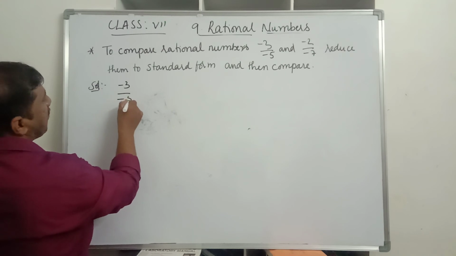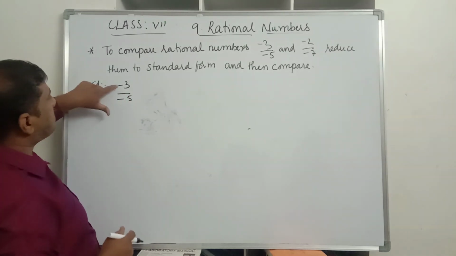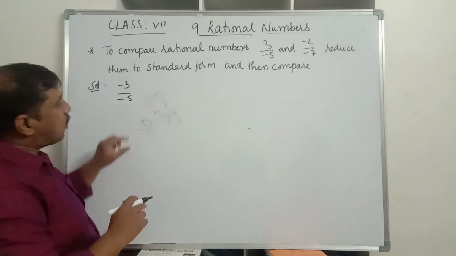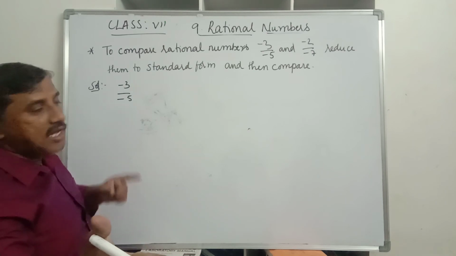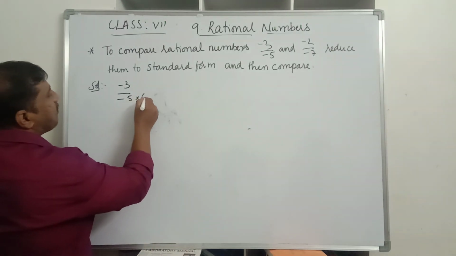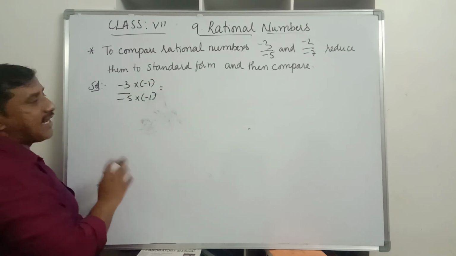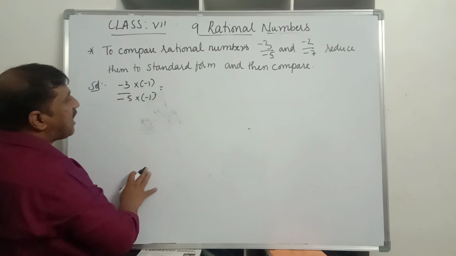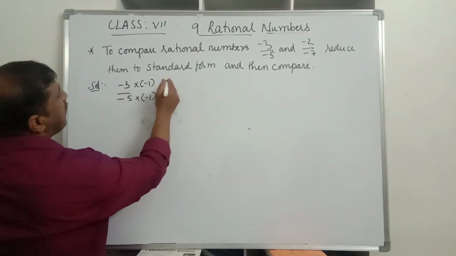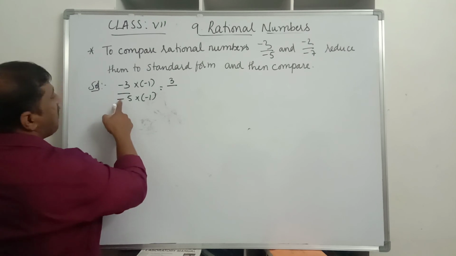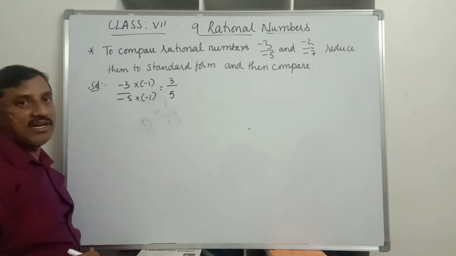Minus 3 by minus 5. How do you change this to the standard form? Both 3 and 5 are co-primes. So we should get the negative integer denominator minus 5 as a positive integer. Therefore, it is multiplied with minus 1, because multiplying with minus 1 means its value does not change. Both numerator and denominator you multiply with minus 1. Now, minus into minus is plus. 3 into 1 it is 3, divided by minus into minus it is plus, 5 into 1 it is 5. 3 by 5 we got.